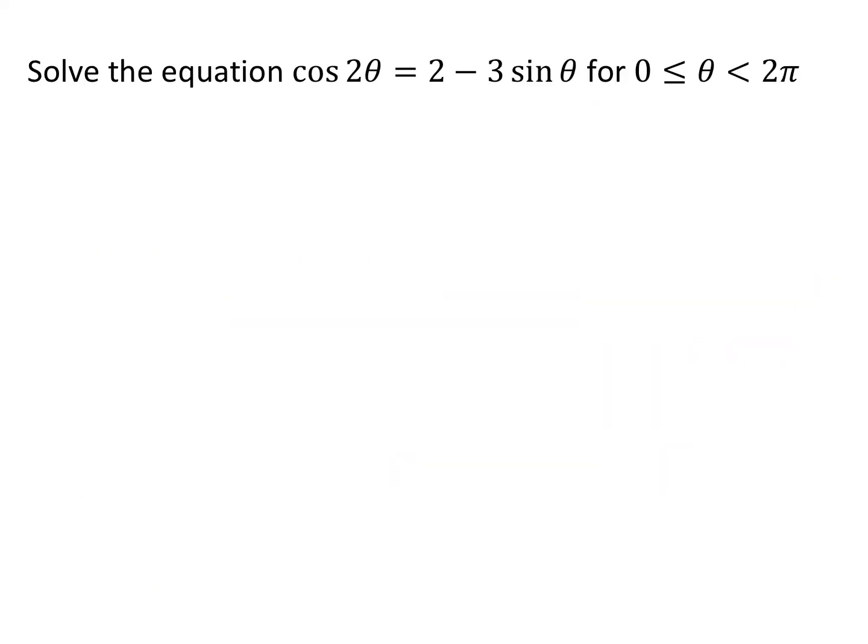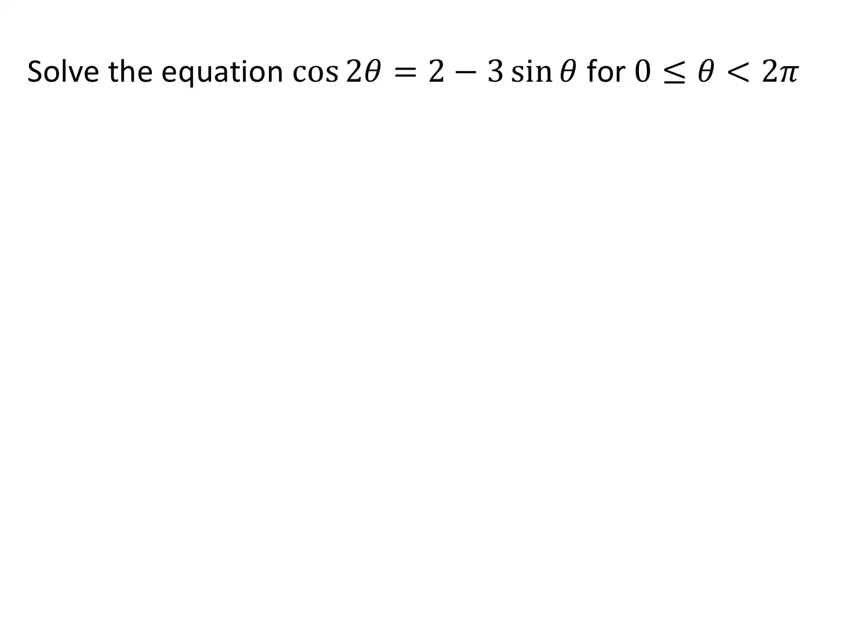So now we have more identities, more formulas. Just like we talked about in 7.5, we could now use these to establish identities. We could also use these to help us solve equations. So for example, I have cosine of 2 theta equals 2 minus 3 sine of theta for 0 less than or equal to theta less than 2 pi. It's okay to have 2 theta in an equation if you don't have any other thetas in there.